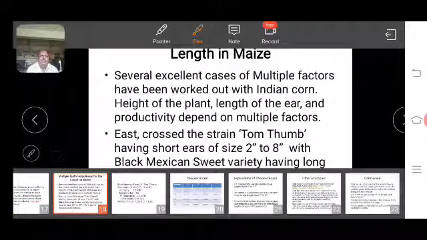Now let us see the same phenomenon for the ear length in maize. This is also an example of multiple factor hypothesis, and it has been studied in Indian corn. Height of the plant, length of the ear, and productivity depend on multiple factors. East crossed the strain Tom Thumb, having short ear size of 2 inch to 8 inch, with the black Mexican sweet variety having long ear size.